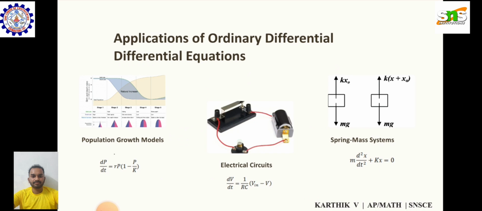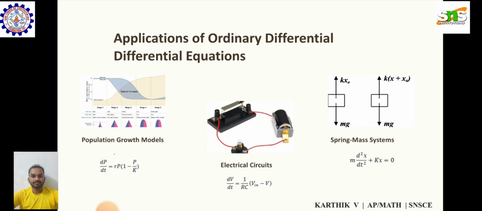Next, some applications of ODE. First one, population growth model. Differential equations are used in population growth models to describe how population changes over time. The simplest model is the logistic growth model. The model can be represented by the differential equation dP by dt equal to r into P of 1 minus P by K, where P is the population size, t is time, r is the growth rate, K is the carrying capacity. The equation describes how the population P changes over the time t based on its current size.